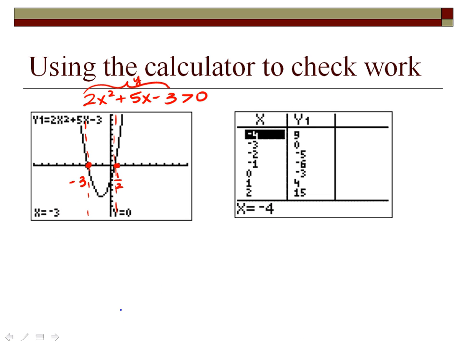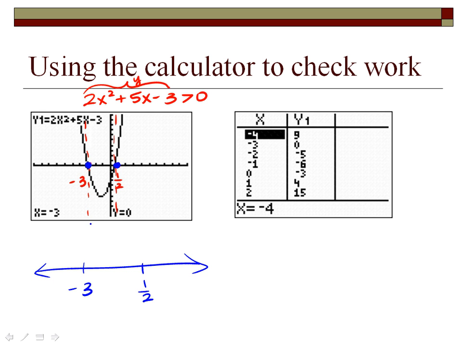Now on the graphing calculator, if I'm trying to solve 2x squared plus 5x minus 3 is greater than 0, I input into y1 2x squared plus 5x minus 3. When I graph it, I find that my x-intercepts are the numbers that we found for solutions, those boundary numbers, negative 3 and 1/2. Now, how can that help me?